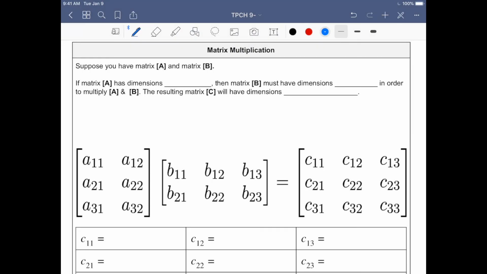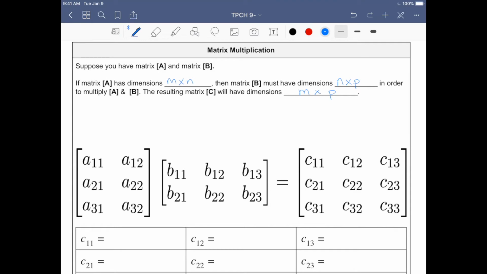Okay. Matrix multiplication is a little bit different than scalar multiplication. In fact, it's a lot different. So suppose you have matrix A and matrix B. If matrix A has the dimensions m by n, remember m is the number of rows and n is the number of columns, then matrix B must have dimensions n by p in order to multiply matrix A and matrix B. The resulting matrix C will have dimensions m by p.